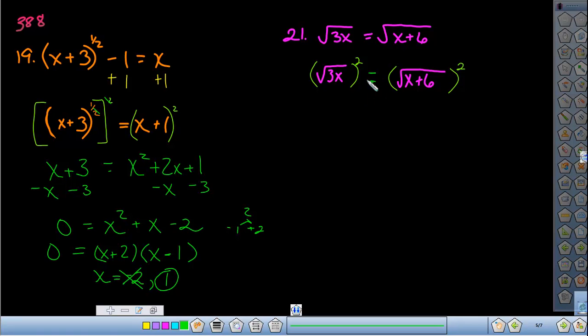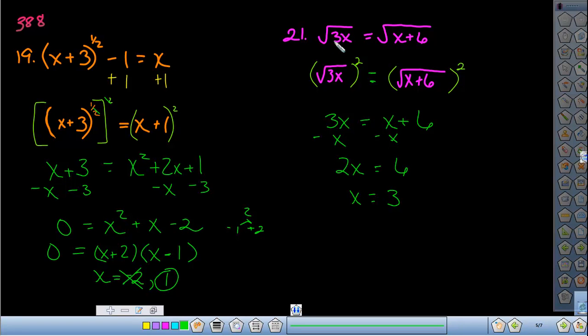As a result, you're going to have 3x is equal to x plus 6, and really this can't get much easier. Going to subtract x from both sides. 2x is equal to 6, x is equal to 3. And once again, we do want to check to make sure that this is not an extraneous solution. So go back up to the original, plug that in.